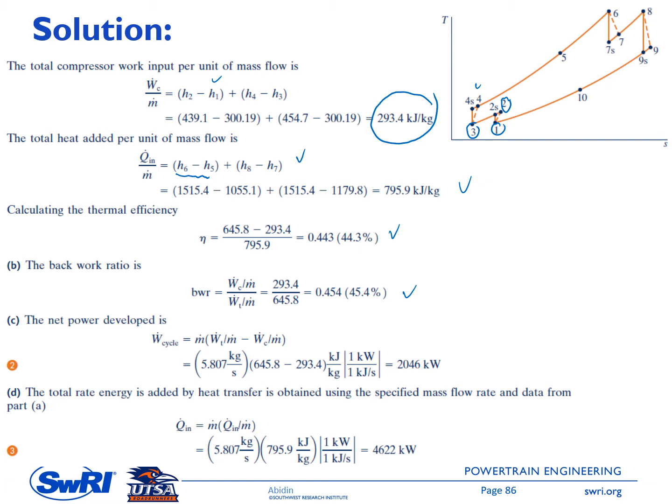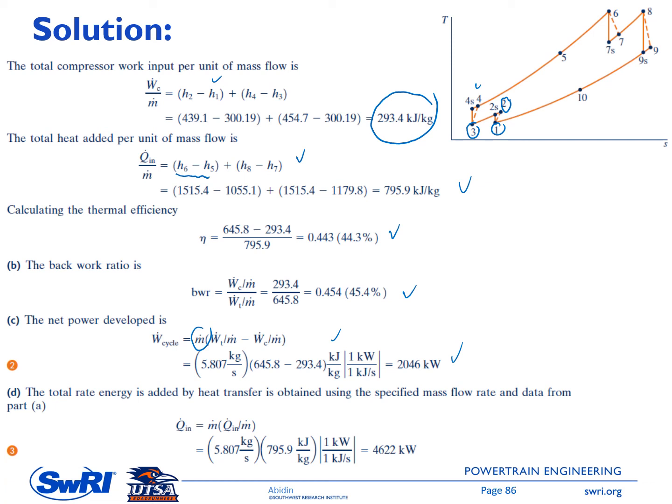And then C is the net power in kilowatts. In this case you need to multiply the number that we got from answer A by the mass flow rate, and the mass flow rate is given, so it is 5.807 kilograms per second. The specific enthalpy unit is in kilojoules per kilogram, so you don't need to multiply by a conversion number. So you will get the net power developed, which is 2046 kilowatts.